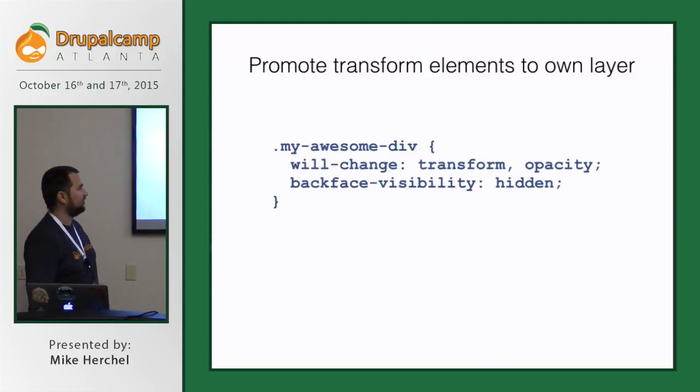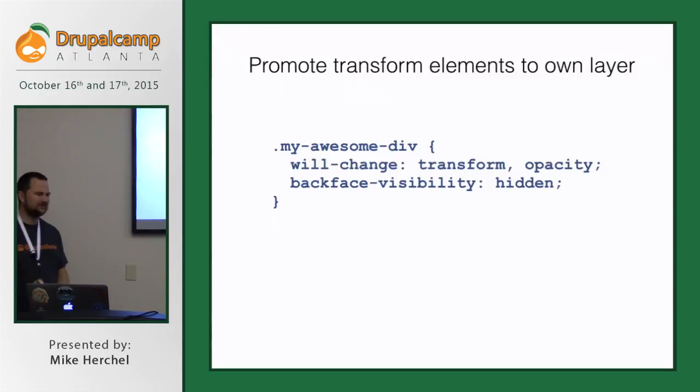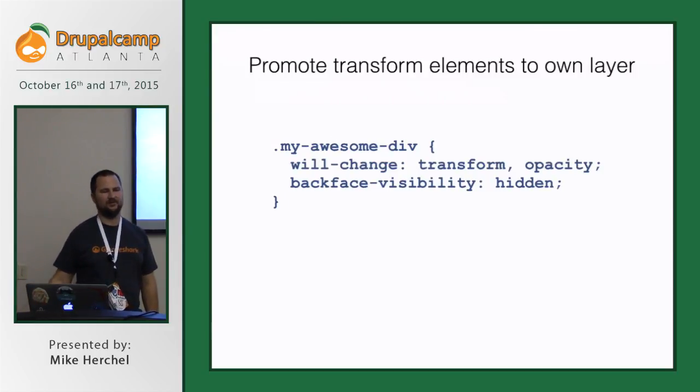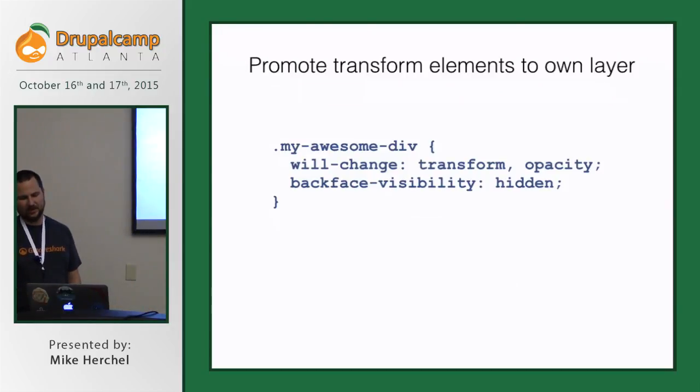The first property is will-change. Will-change is a new property. It's the semantic property, the correct property to use, except not all browsers support it. Safari, at least under Yosemite, did not support it. I don't know about the newer version, if that supports it. I haven't checked.